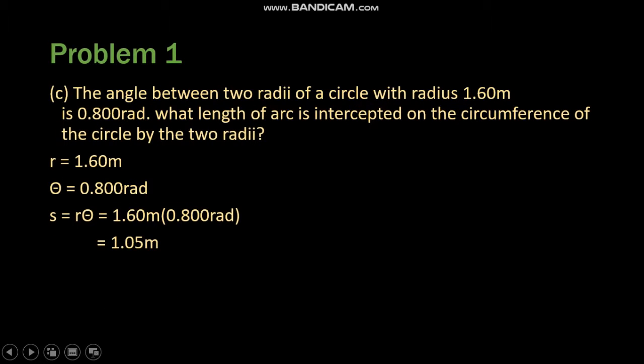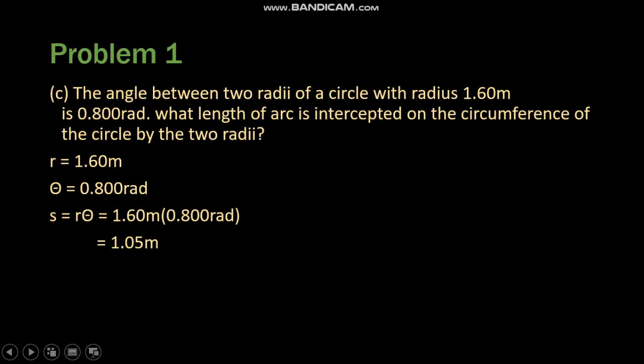Problem 1c. The angle between two radii of a circle with radius 1.60 meters is 0.800 radians. What length of arc is intercepted on the circumference of the circle by the two radii? The radius of the circle is given, so we list that down. R is equal to 1.60 meters. And theta is also given, which is 0.800 radians. We don't need to convert theta anymore because it's already in radians.